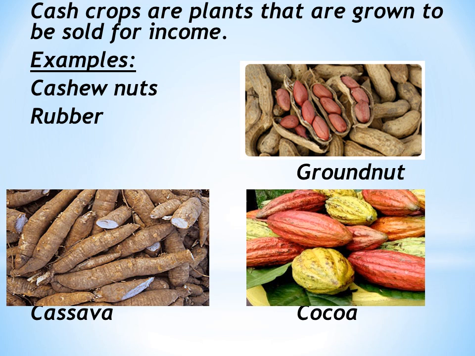Cashew nuts as well. Rubber. I'm sure you don't eat rubber. It is what we use to make tires and other things like elastic bands and the rest of them. Cassava is used for processing gari and other forms of starch. We have cotton. Cotton is used to make cloth. And then cocoa. It's from cocoa that we have chocolates and other beverages.